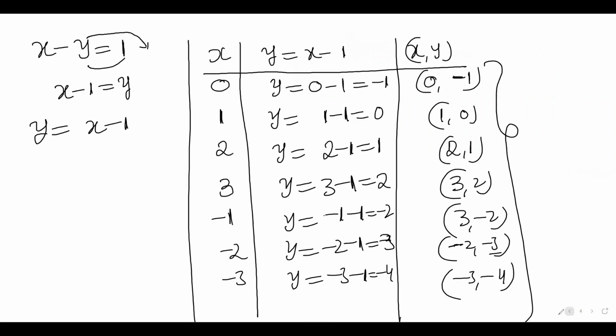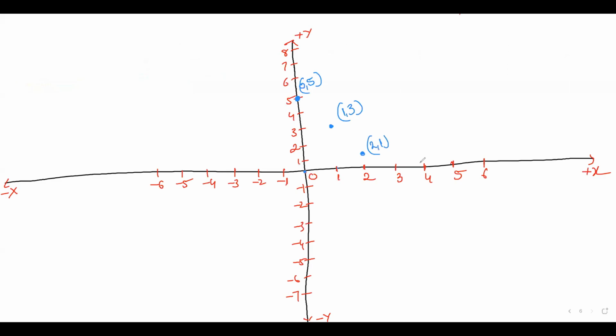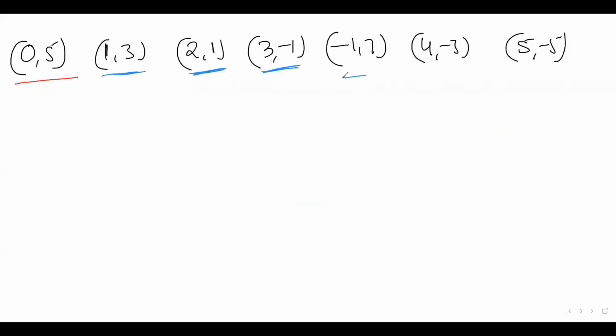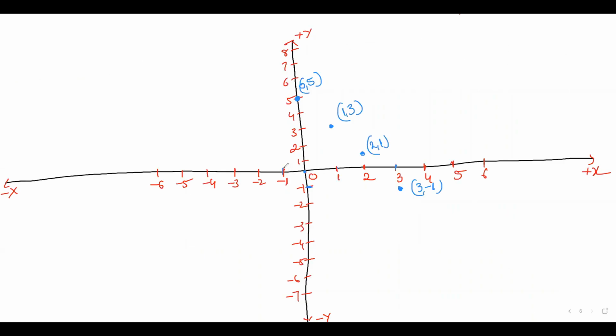Next point is 3 comma minus 1. 3 is here, minus 1 is here. 3 comma minus 1 will come here. Next point is minus 1 comma 7. Minus 1 is here, 7 is here, minus 1 comma 7 will be somewhere over here. So minus 1 comma 7.